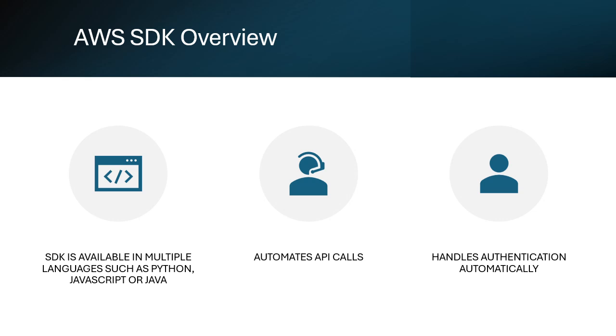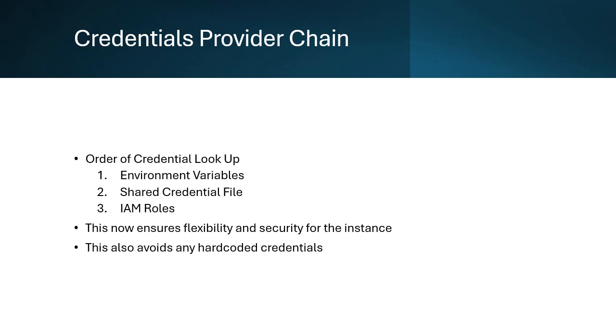Now, the next slide over here, we have the credentials provider chain. So it is a certain order that it looks up the credentials. And over here we have the three-step credential lookup, order of lookup, I mean. So first it'll read any environment variables, and then it'll read any shared credential files, followed by IAM roles. So what's useful about the credentials provider chain is that it ensures flexibility and security for the instance. And this also avoids any hard-coded credentials, as it'll always look up for different credentials or any shared credential files.